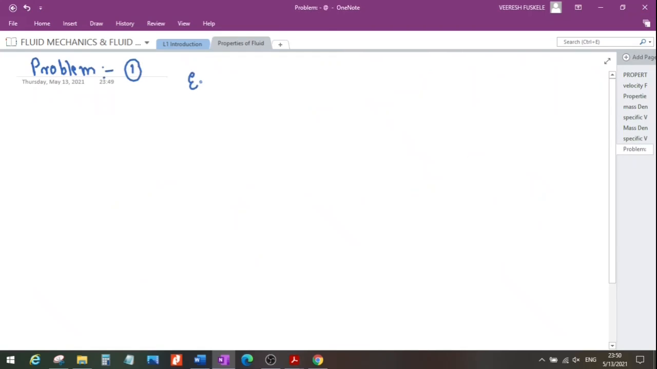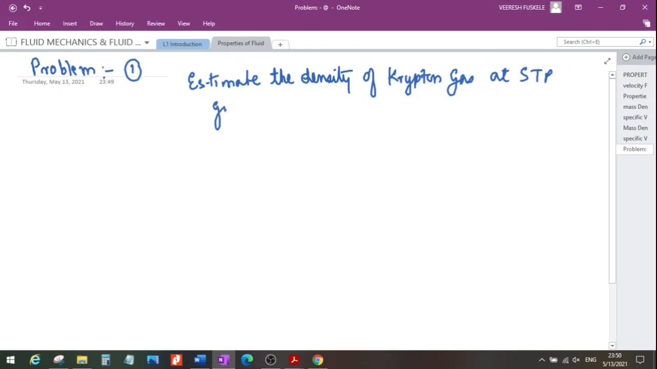We have to estimate the density of Krypton gas at STP, given its molecular weight is 83.8 AMU. Right? So this AMU is basically atomic mass unit.